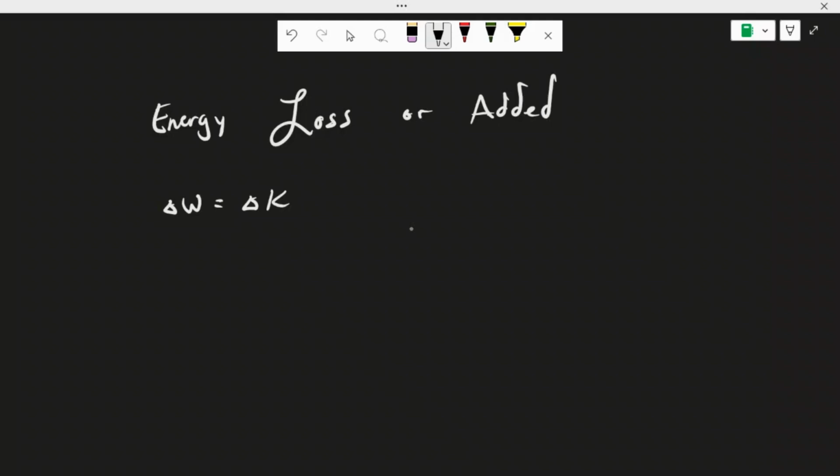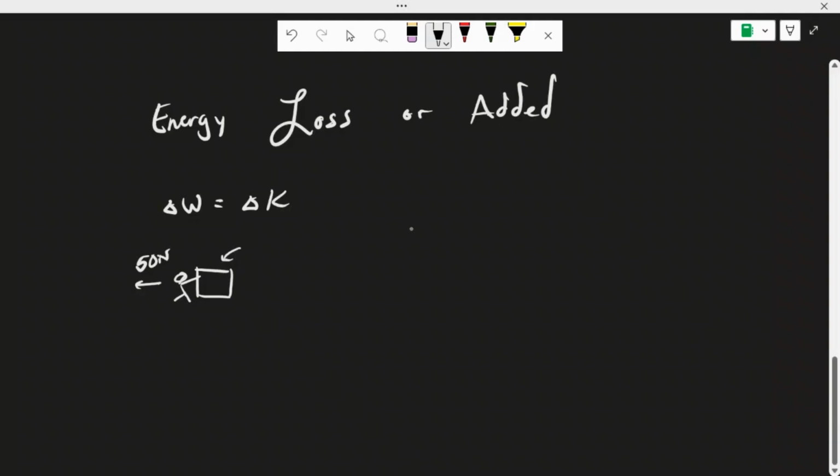So if I say that I have a person pushing on a box, or pulling a box, let's say, because it looks more like he's pulling. So we have a person pulling a box with a force of, let's say, 50 newtons. Let's call this box 20 kilograms, which is like 40 pounds, which is a lot. So now we can figure out the work done by this person if this box moves at a constant speed.